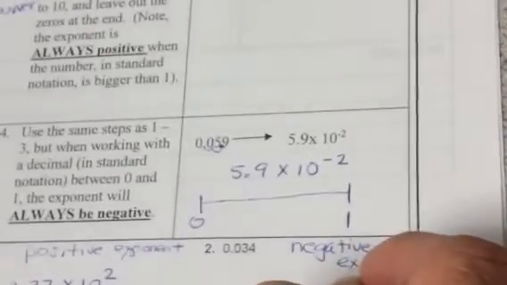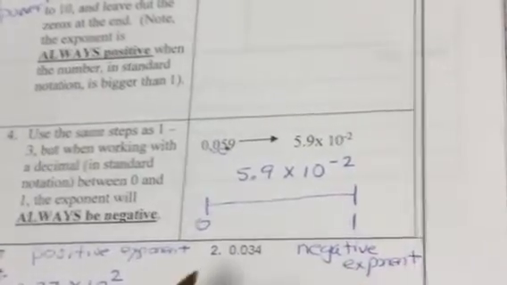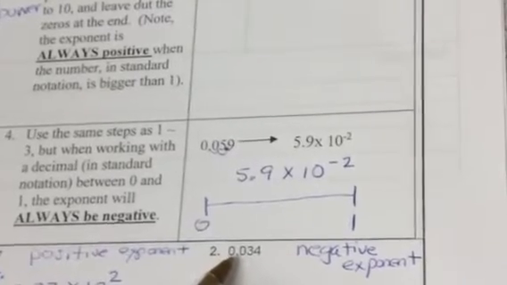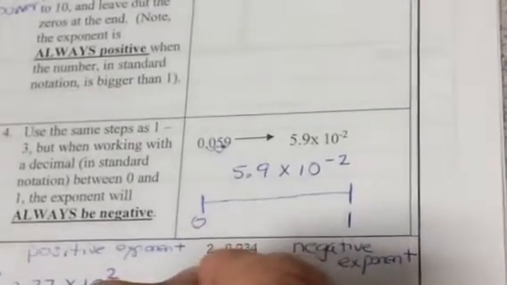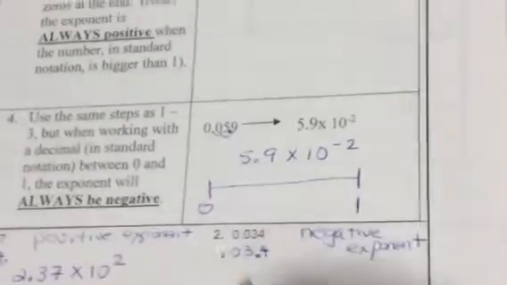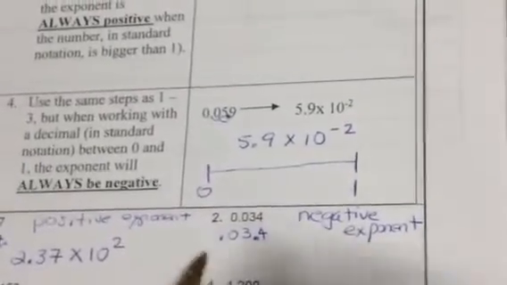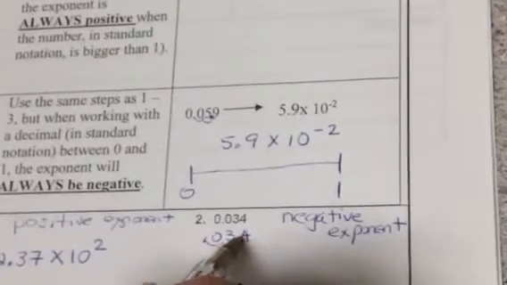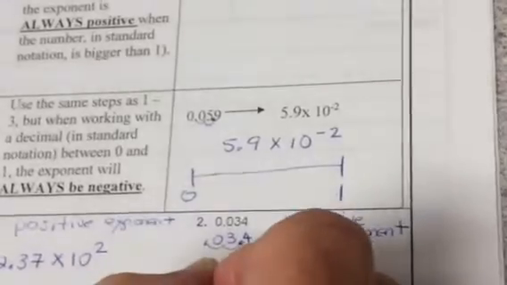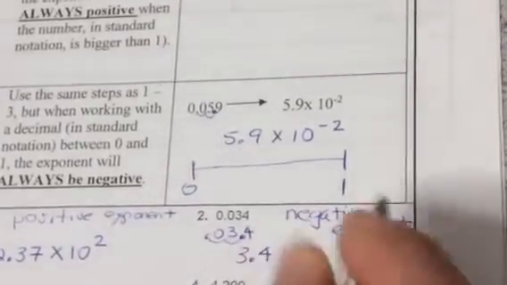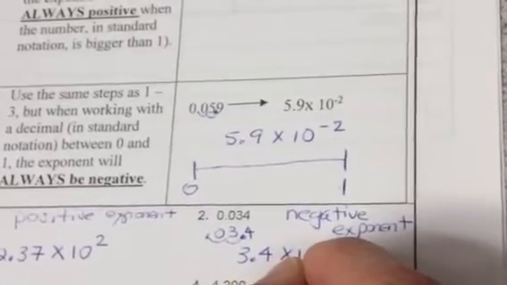Okay? So I'm looking for the first non-zero number, that will be in between the 3 and the 4. That's where I'm going to place my decimal. Now I need to see how did I get there. I moved the decimal place 1, 2 spaces over, and I ended up with 3.4 times 10 to the negative 2 power.